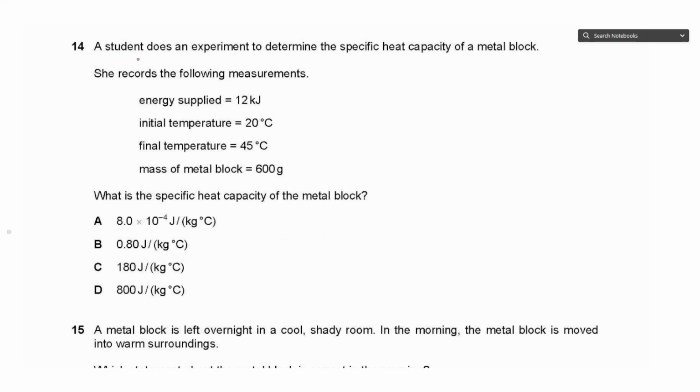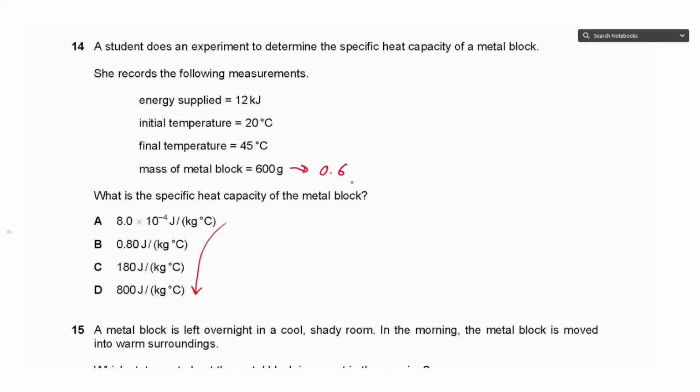Question 14 says a student does an experiment to determine the specific heat capacity of a metal block. She records the following measurements. The energy supplied is 12 kilojoules, initial temperature 20 degrees, final temperature 45 degrees. Mass of the block is 600 grams. What is the specific heat capacity of the metal block? But the units here are all in joule per kilogram, not gram, degrees Celsius. So we should convert grams into kilograms.